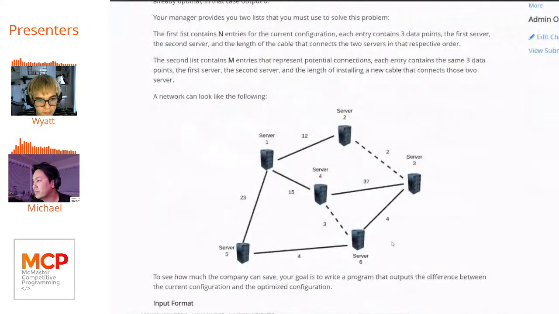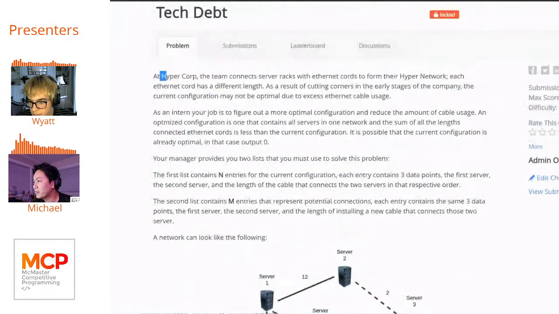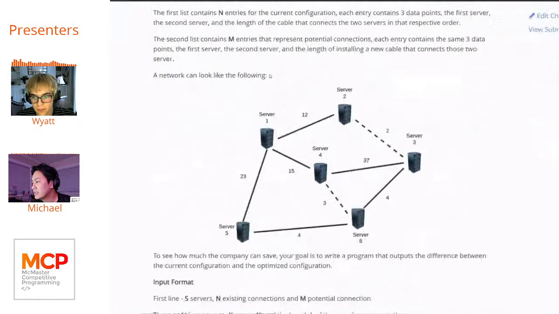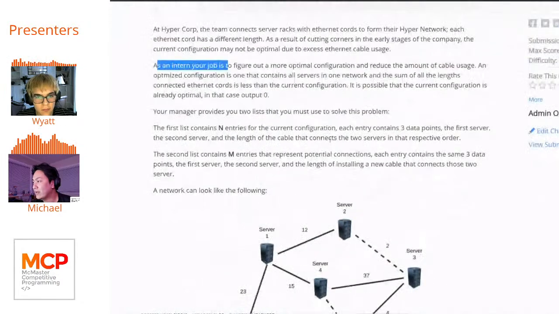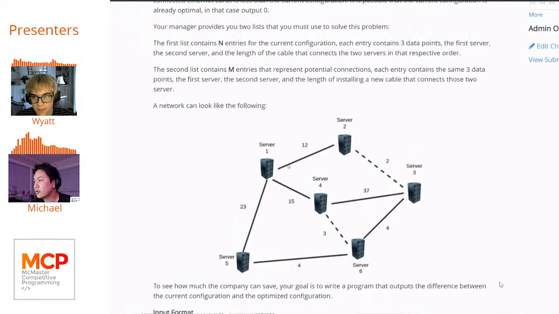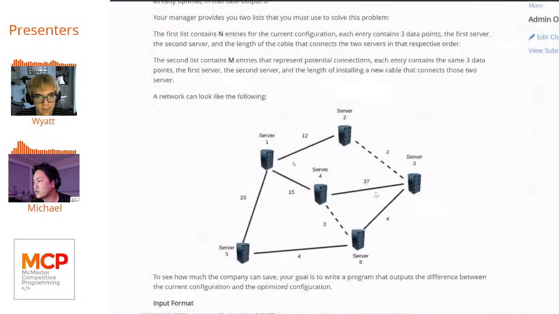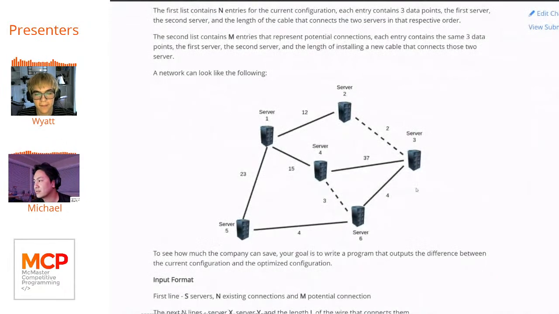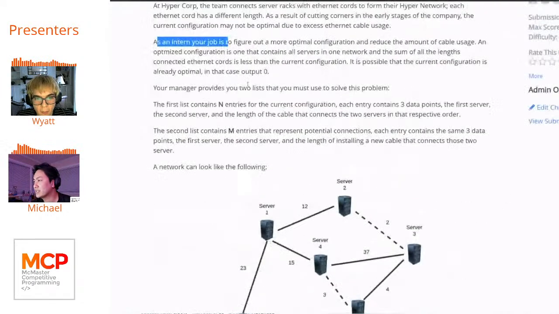So the general problem is you're working for some company called Hypercorp, and you're an intern there. And your job is to solve a problem that they have. So right now they have all these servers, and they're hooked up with these cables. And each cable has a certain length to it, right? So from server 1 to server 2, you have a length of 12. From server 1 to server 4, you have a length of 15. Your goal as an intern is to minimize the amount of cable used and also connect all the servers together, right? So what are some optimizations we can do here?